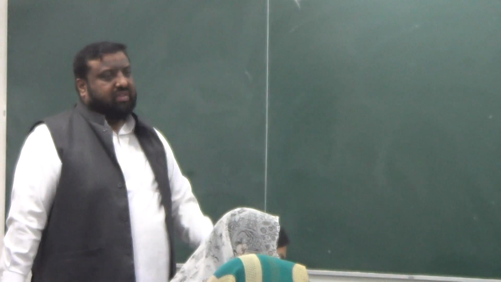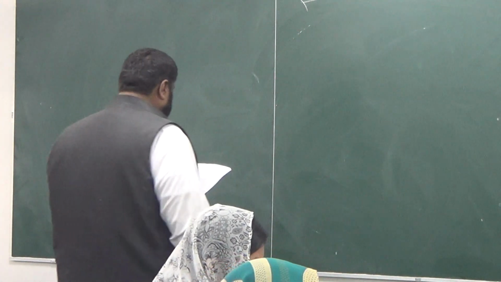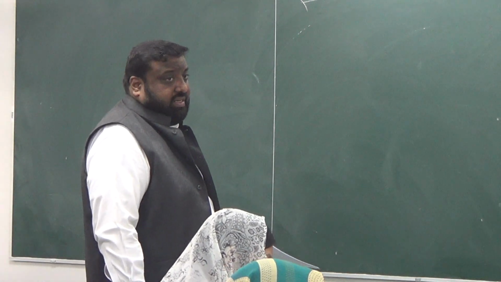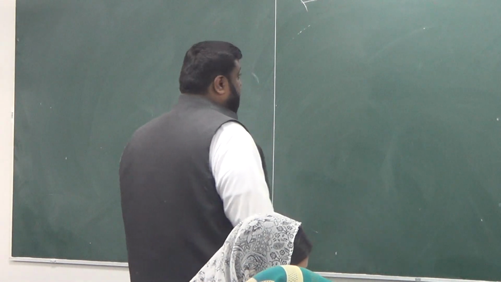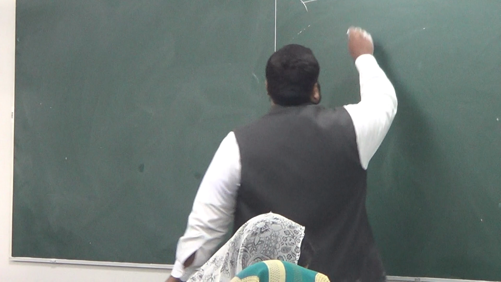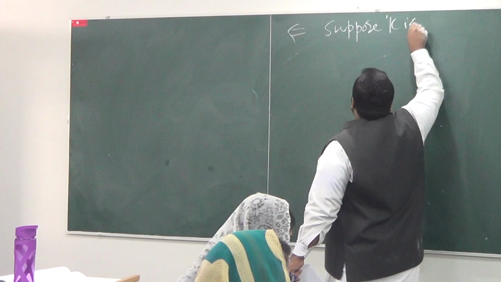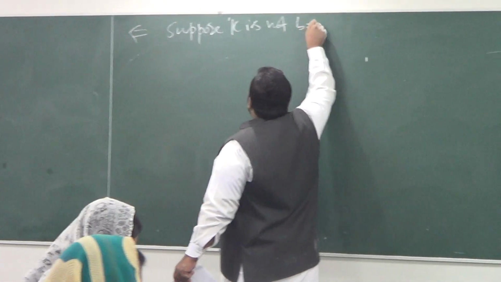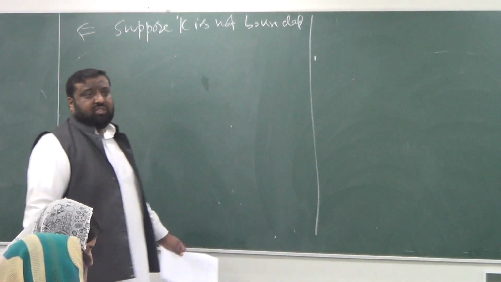And what's the meaning of sequential compactness? Every sequence has a convergent subsequence inside. I want to show that K is compact. And for the compactness, I'm going to show that it's bounded and closed. Okay? So I'm saying, suppose K is not bounded.